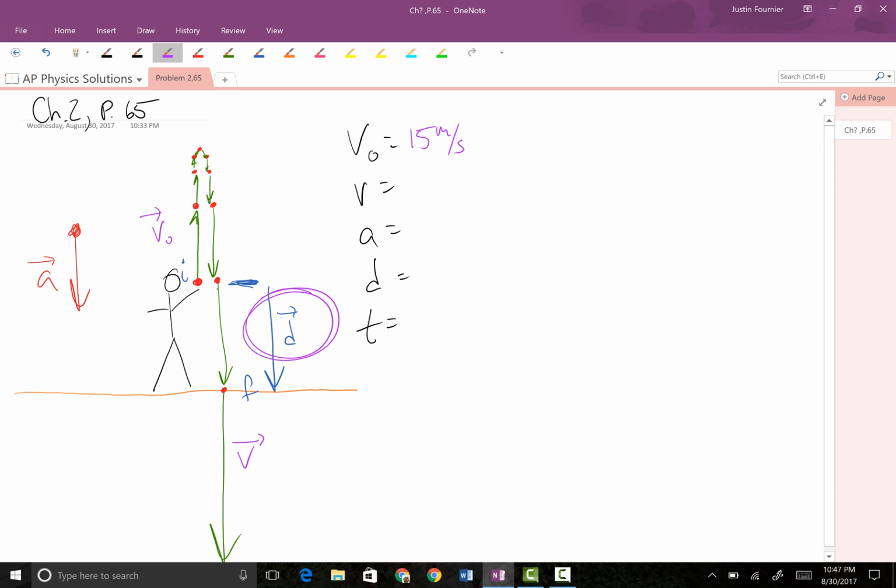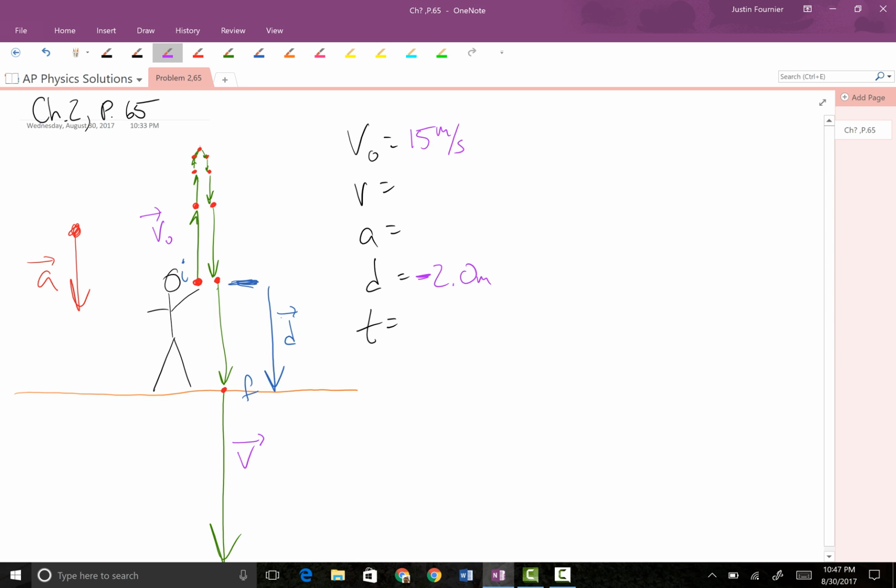Many of you might think the displacement would be 2 meters, but that's actually not the case because the displacement, as you guys can see, is pointing downward. And downward, we tend to say, is the negative direction. So I'm going to say I have a negative displacement.